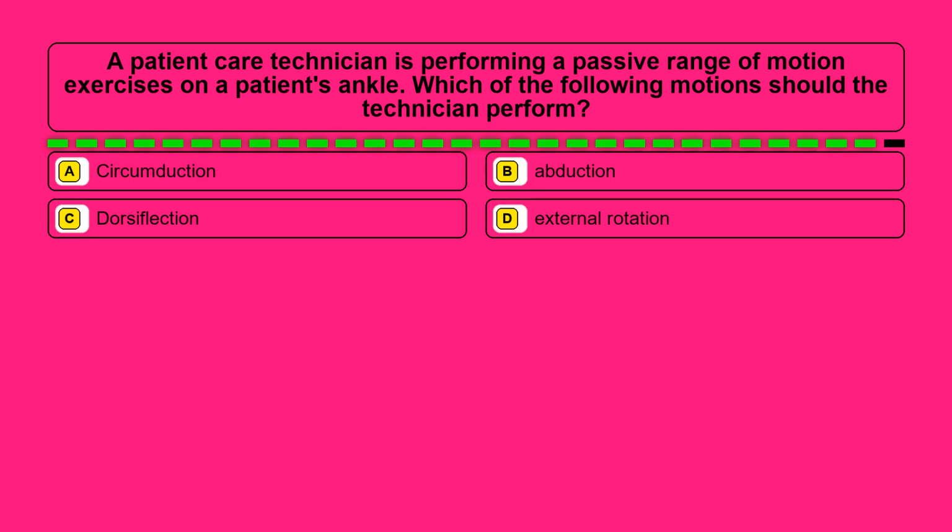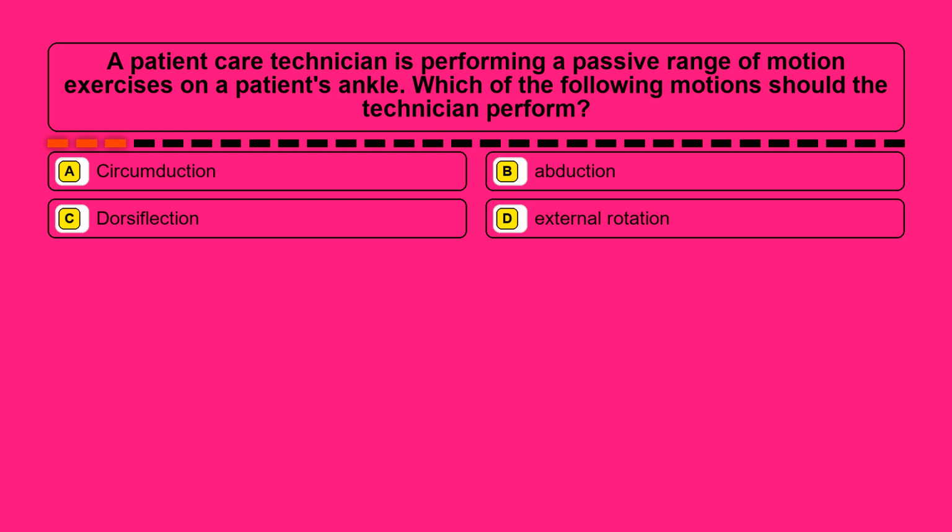Question 7. A patient care technician is performing passive range of motion exercises on a patient's ankle. Which of the following motions should the technician perform? Option A, circumduction. Option B, abduction. Option C, dorsiflexion. Option D, external rotation.